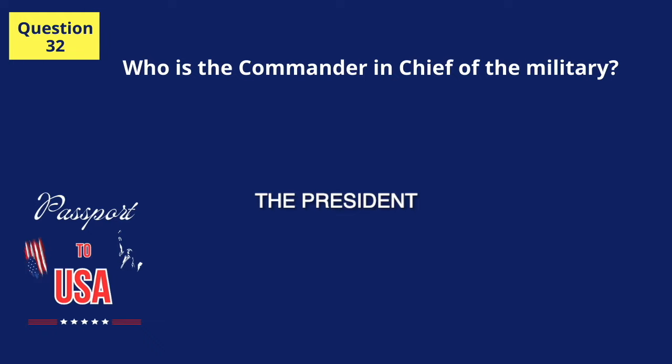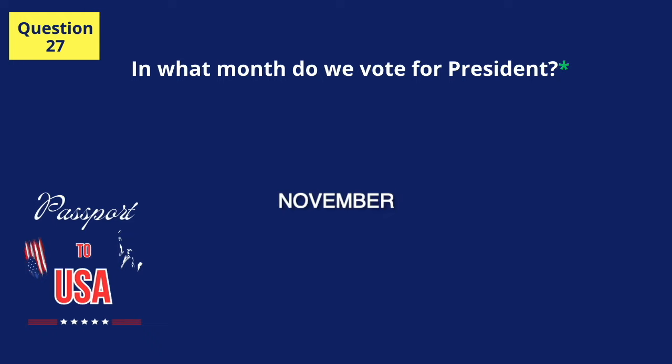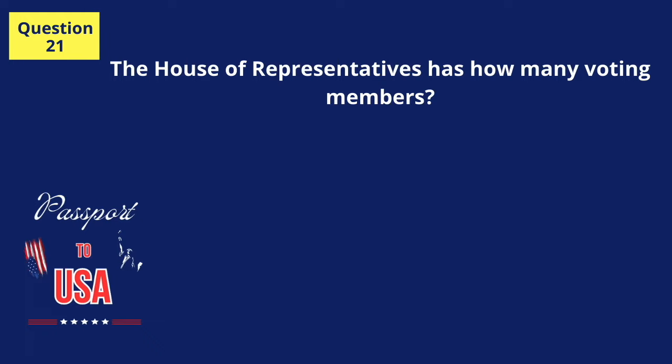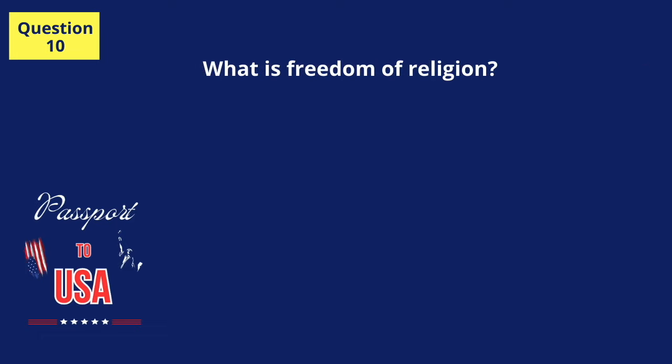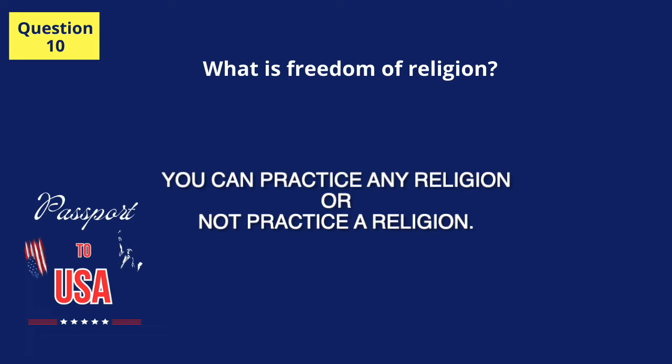In what month do we vote for president? November. The House of Representatives has how many voting members? 435. What is freedom of religion? You can practice any religion or not practice a religion.